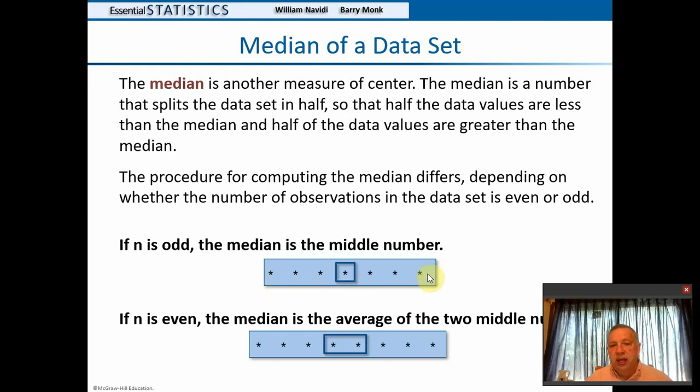So we have to order the data first, and now this number is going to tell us half the numbers are less than that, half the numbers are greater than that. Okay.